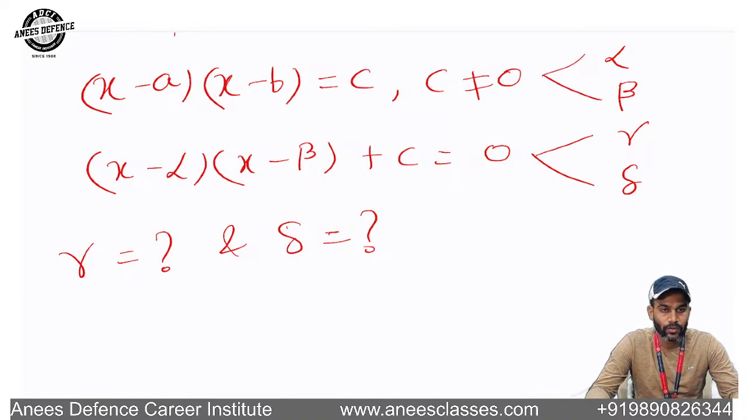Okay. So please try this question. Very easy. Let me repeat the question. x minus a into x minus b is equal to c. This is the equation and roots are alpha and beta. And we are supposed to find out the roots of the equation x minus alpha into x minus beta plus c is equal to 0, where c is not equal to 0.